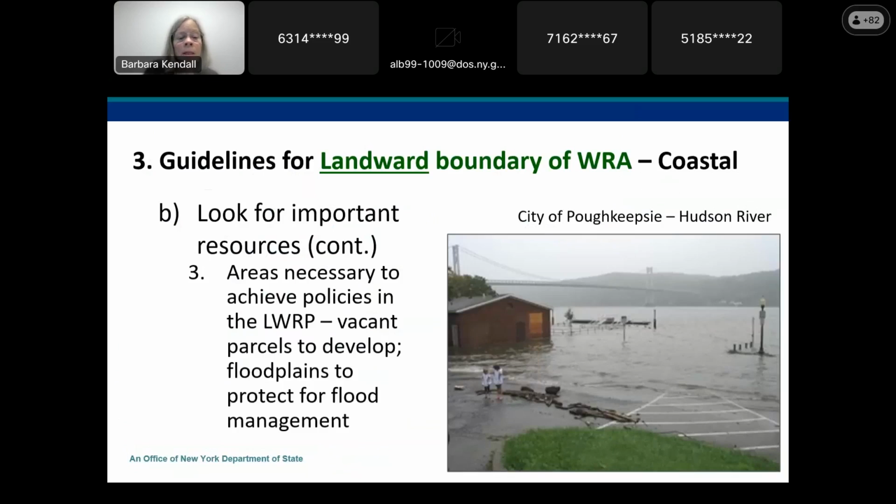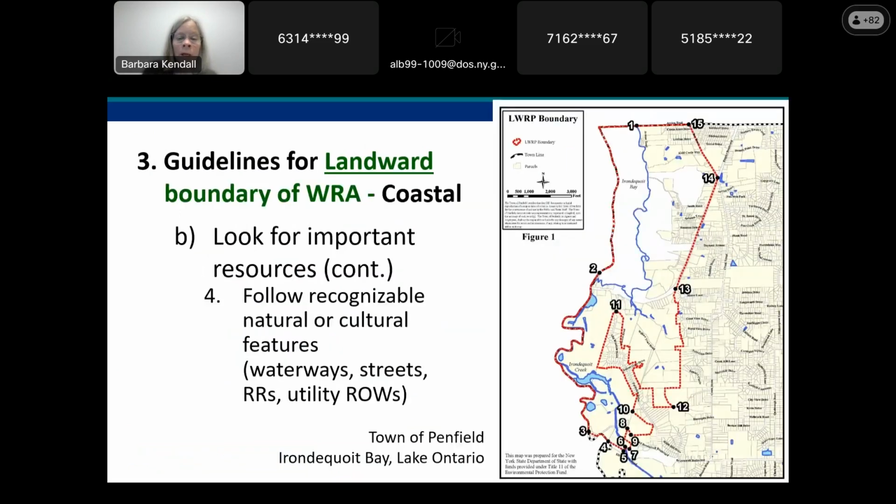Then areas necessary to achieve the policies of the LWRP. So are there vacant parcels that the community wants to develop? Floodplains to protect for floodplain management and to prevent flooding into the community. That's in the city of Poughkeepsie in Dutchess County, where I live.